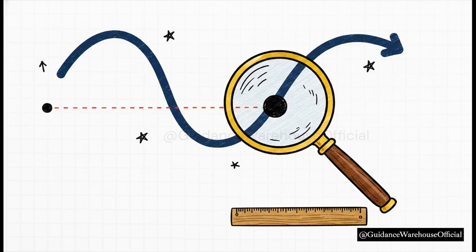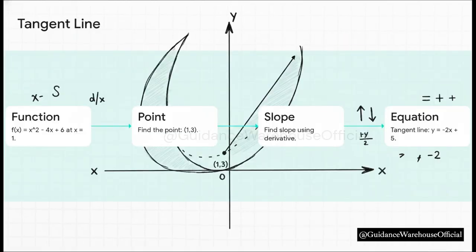Why does all this shortcut math actually matter? Let's look at a real application, finding the equation of a tangent line. A tangent line barely touches a curve at one specific point, and its slope is the exact rate of change at that very split second. Let's find it for f of x equals x squared minus 4x plus 6 exactly at x equals 1.